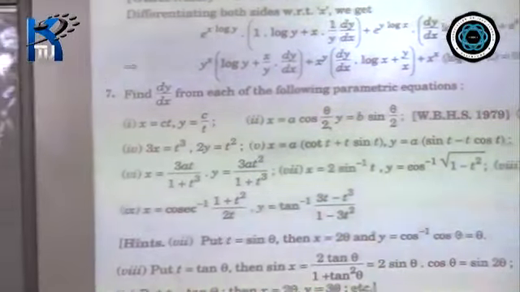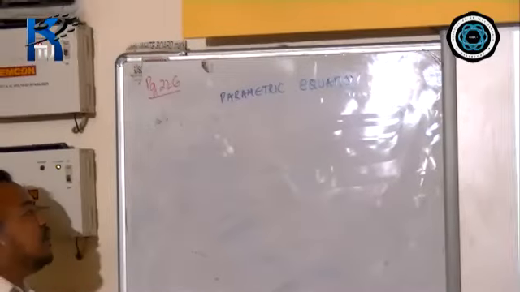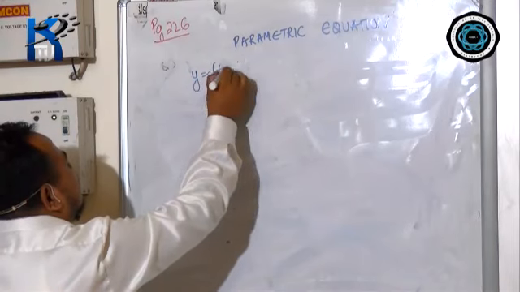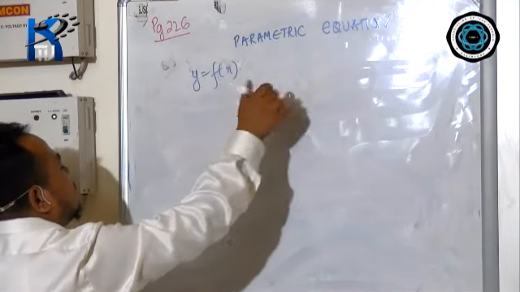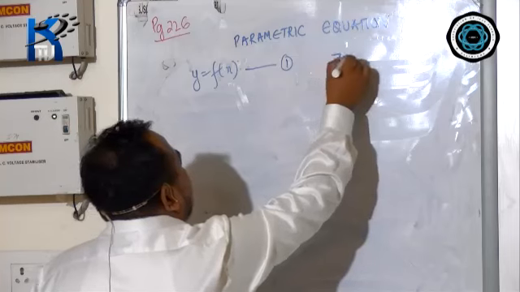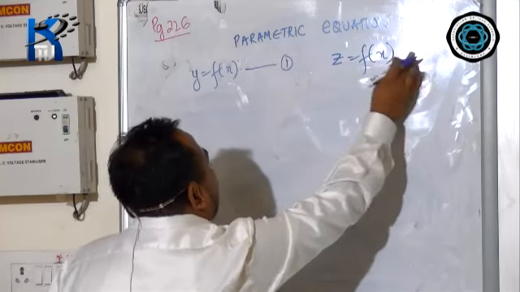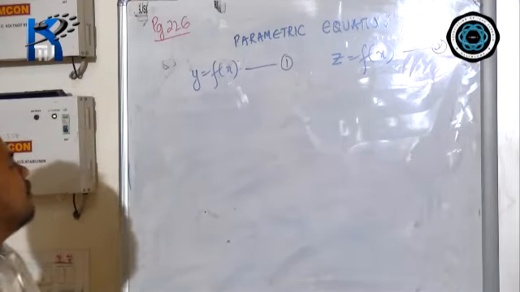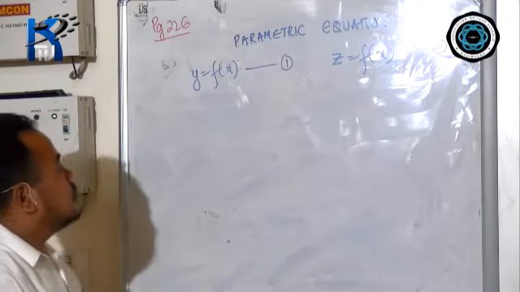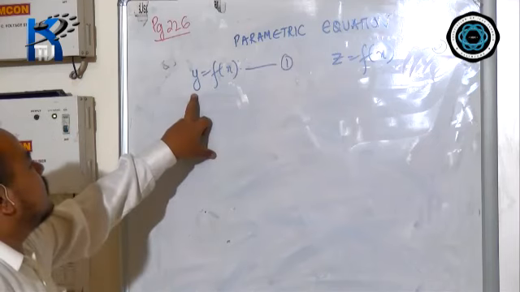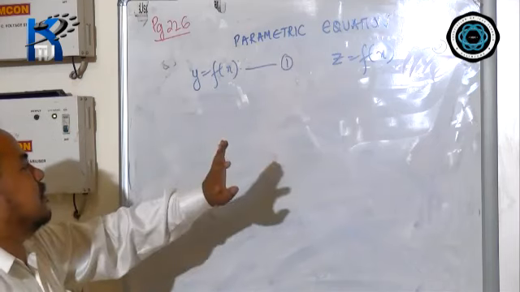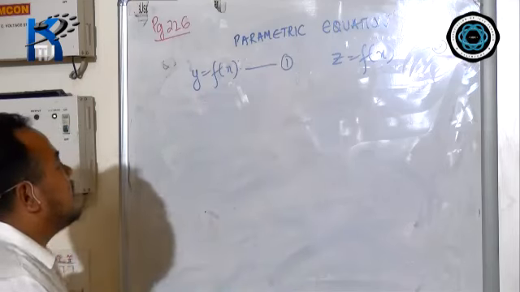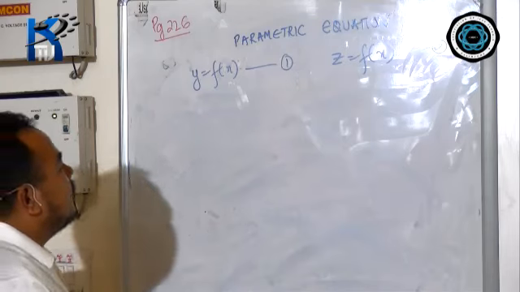What is a parametric equation? Suppose there are two equations, y equal to f(x), that means y is expressed in terms of x, and z is also expressed in terms of x. So which is the common variable out here? x. So what you have to find is dy by dz. Please keep that in mind. So this is the meaning of parametric equation.